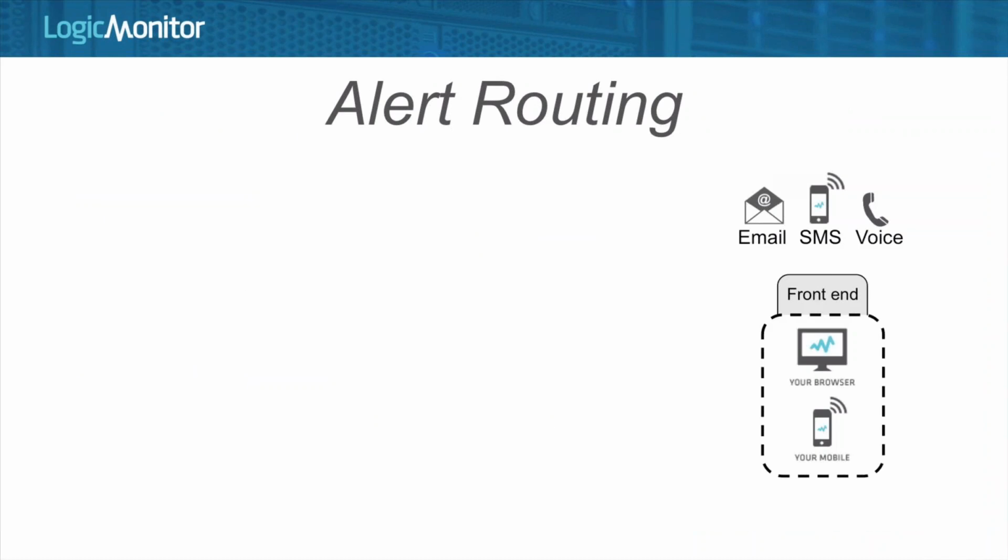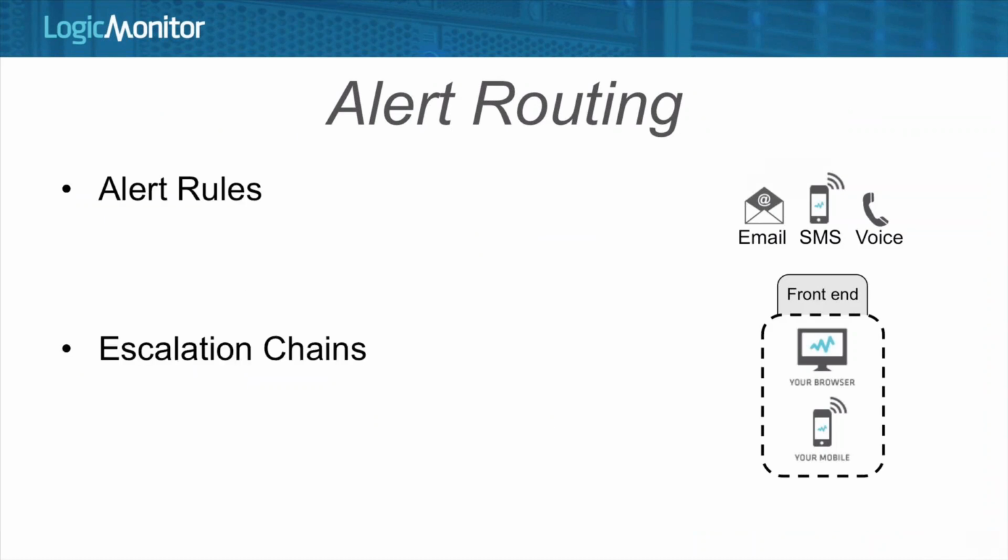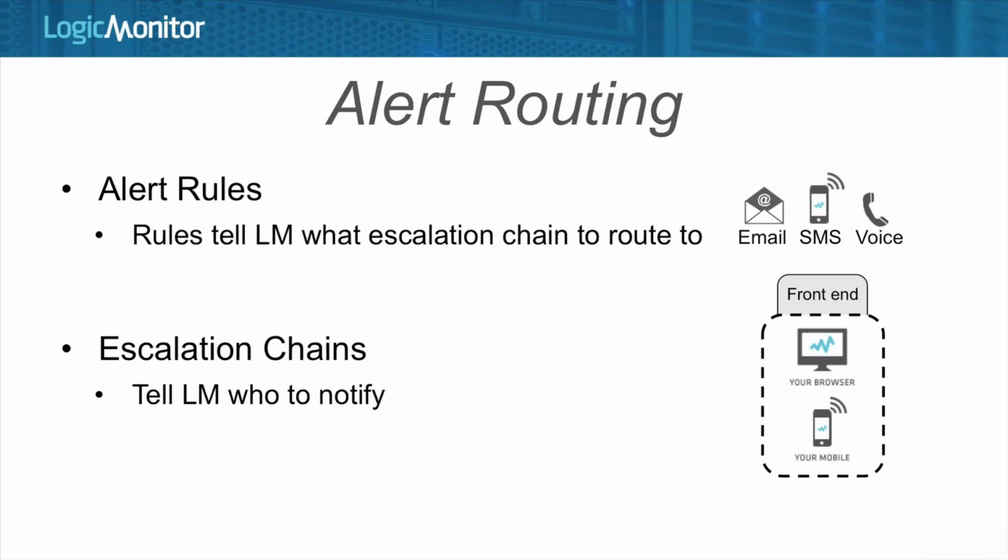And so there are two main components of alert routing: alert rules and escalation chains. The main goal of alert routing is to route alerts to the right people when there's a problem. Escalation chains tell LogicMonitor what people or what groups of people alert notifications should be sent to. And when alerts are triggered, the system checks through your alert rules to determine which escalation chain to route to.